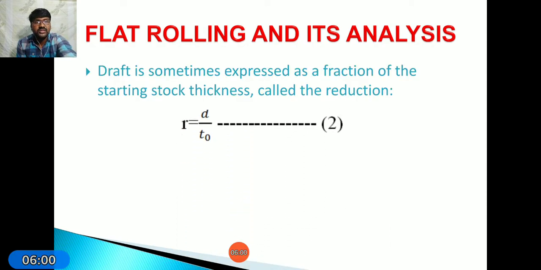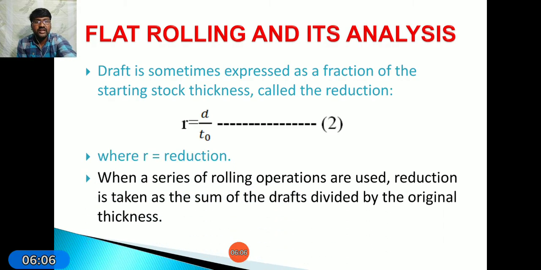It can be expressed mathematically as R is equal to d by T naught, where R is the reduction. Next, when a series of rolling operations are used, reduction is taken as the sum of the drafts divided by the original thickness. Based on this expression, we have to calculate the reduction or draft.